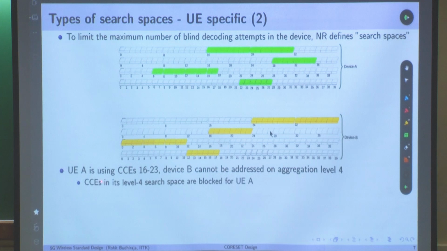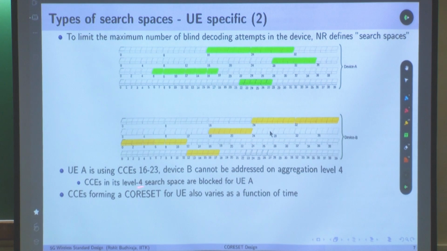So what are we saying here? CCEs in its level 4 search space are blocked for UEA, because that's where UEA data at aggregation level 8 is being transmitted. At 4 it will not be, and even at 1 it will not be, if it is 16 and 17, because it is blocked for transmitting UEA data or UEA DCI. That's how the base station has to do the mapping. And since these search spaces are defined, we'll have to search accordingly. It's in the same symbol.